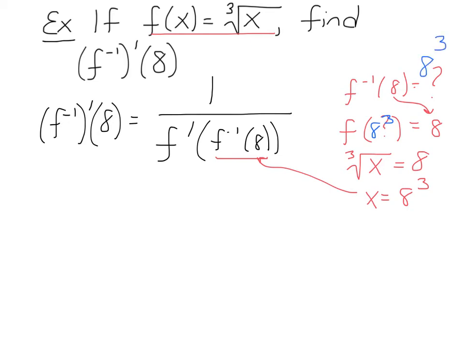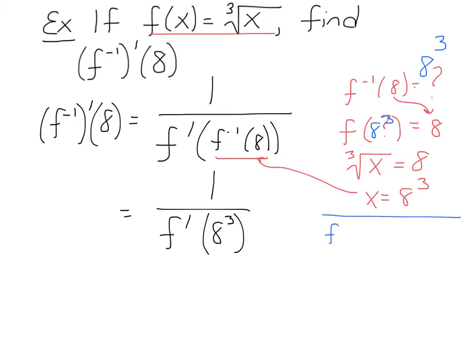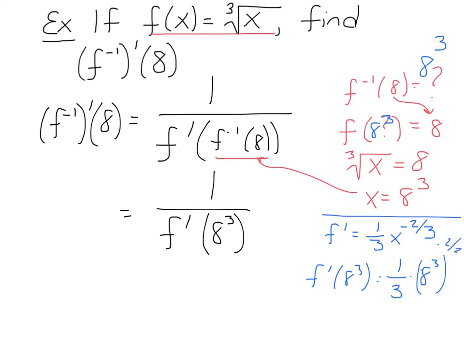And so I'll go ahead and rewrite this. So we now have 1 over f prime of 8 cubed. And to end this problem, I need to just take the derivative of f and plug 8 cubed into it. And I'll do that over here in blue. F prime is going to be 1/3 x to the negative 2/3, just power rule. And I want to know what f prime is of 8 cubed. And if we were to plug this in, 1/3 times 8 cubed raised to the negative 2/3 power.